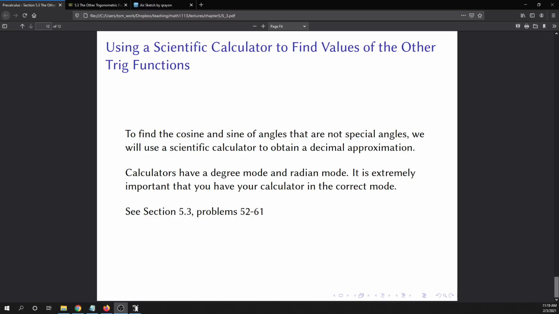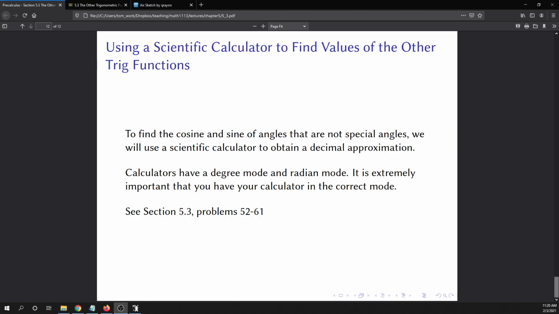All right, in this video, we are going to talk about how to use a scientific calculator to find the values of the other trig functions. We've talked about the special angles, the ones that are usually labeled on the unit circle. And we've talked a little bit about how you would find the values of the other trig functions with the special angles, the standard angles that are labeled on the unit circle.